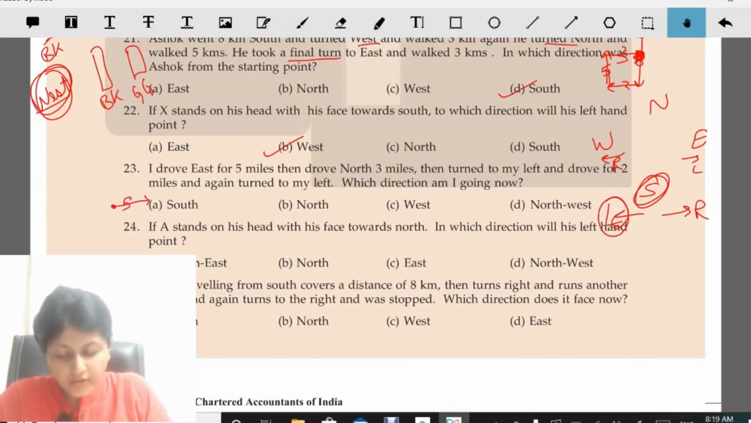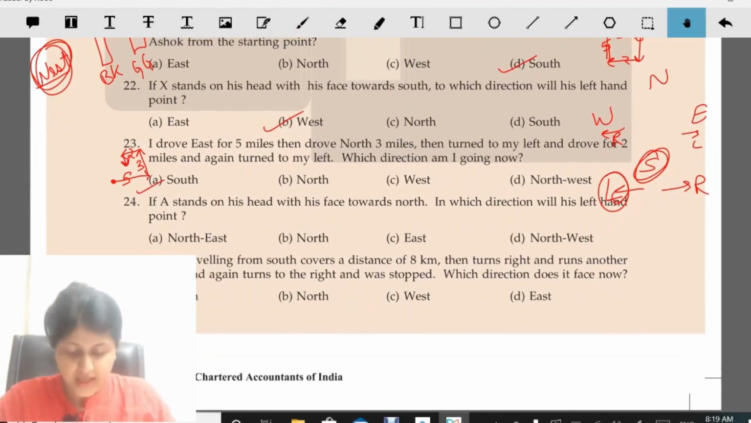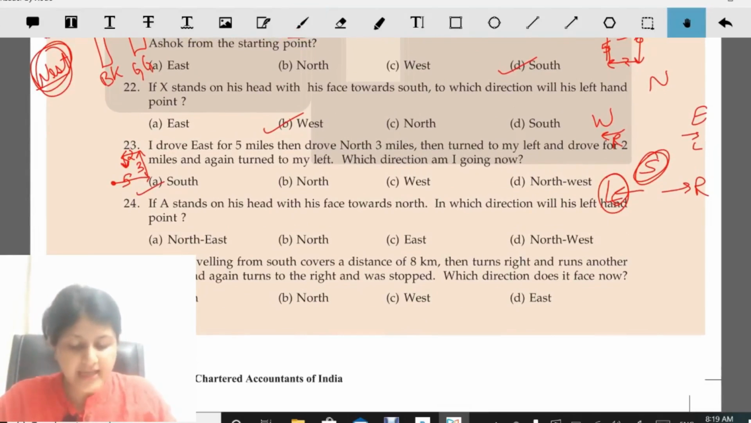Then drove north 3 miles. Then turned to my left and drove 2 miles. And again turned to my left. Which direction am I going now? South. Okay. Question 24. If A stands on his head with face towards north.